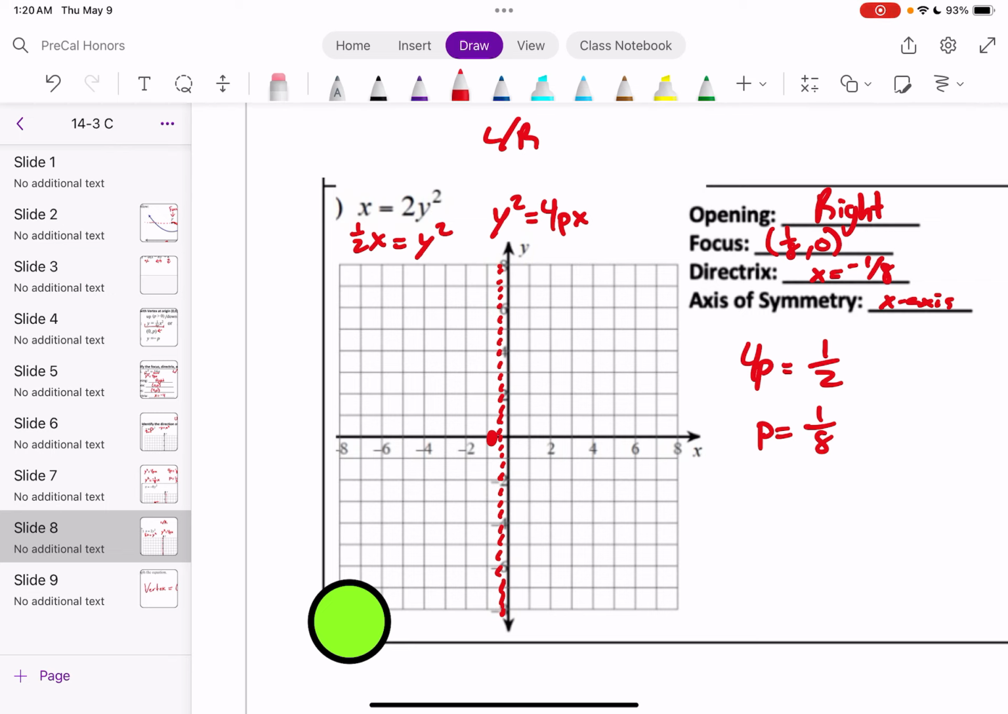So once we are at this point, we can go ahead and graph what we are looking at. Our line would start off at the 0 mark. Also keep in mind, the focus will always be inside of the parabola itself. So in this case, we're going up to 1/8, which would be roughly there. Let's go ahead and take a look at the next problem.